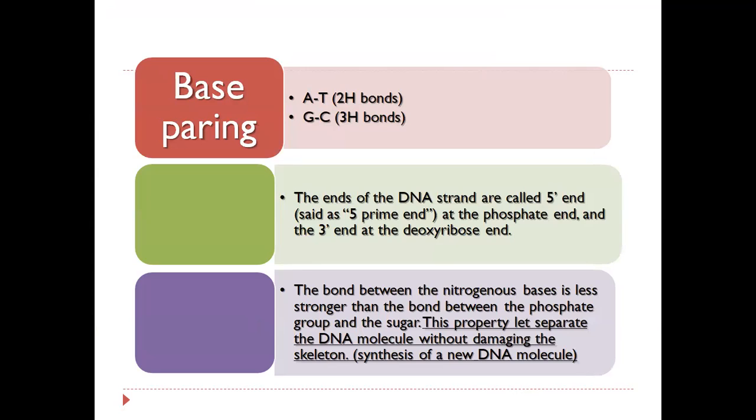The ends of the DNA strand are called the 5' end, which ends at the phosphate, and the 3' end at the deoxyribose end. So the bond between nitrogenous bases is weaker than the bond between the phosphate group and the sugar. And this property is very important because it will allow DNA to separate without damaging DNA during the synthesis of a new molecule of DNA.